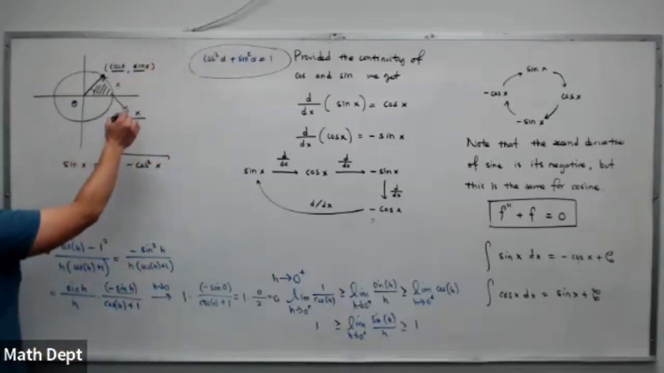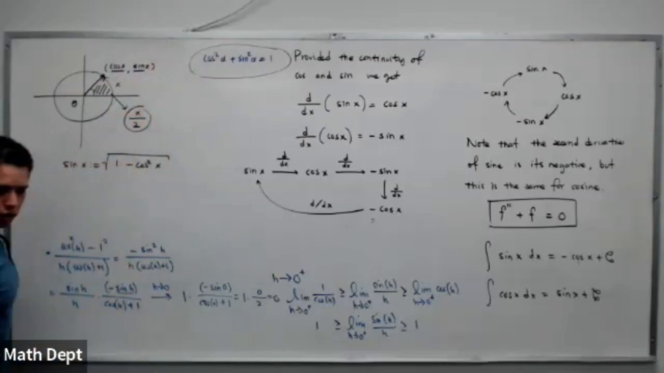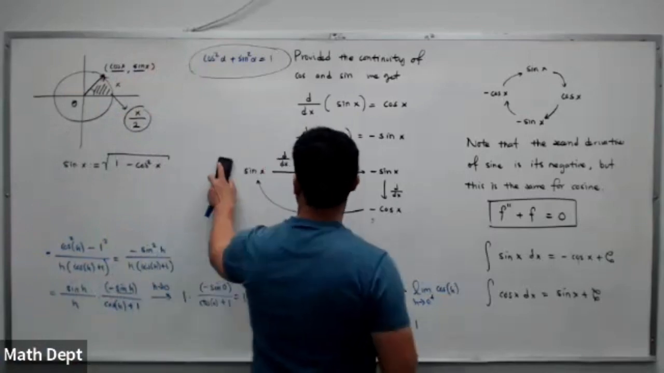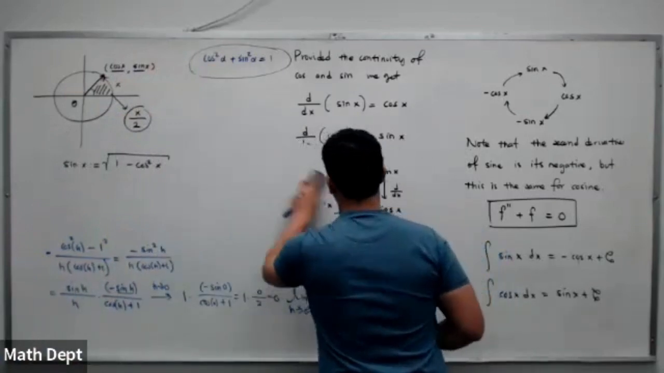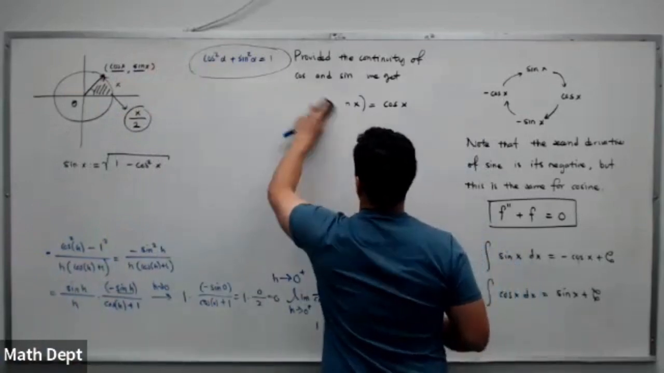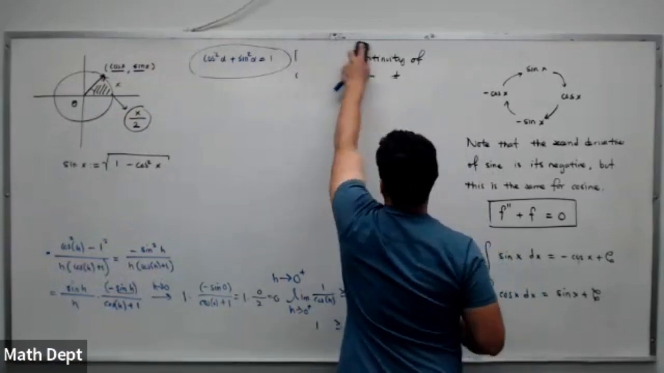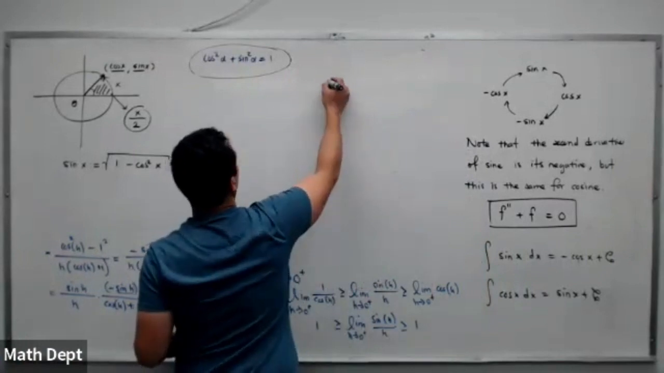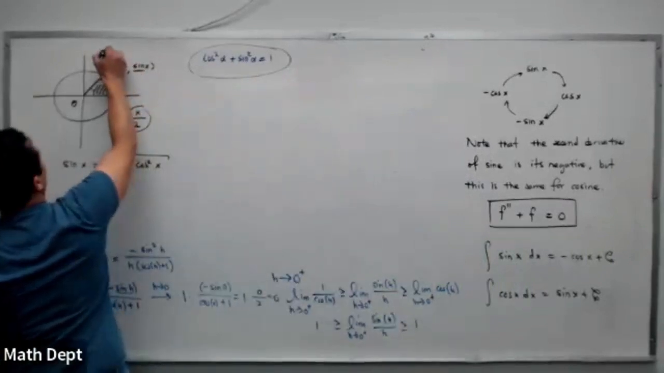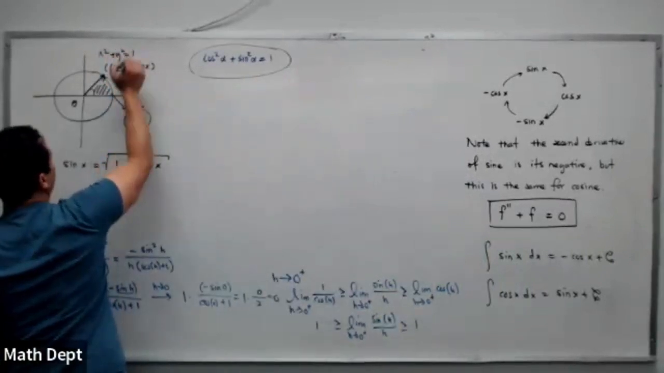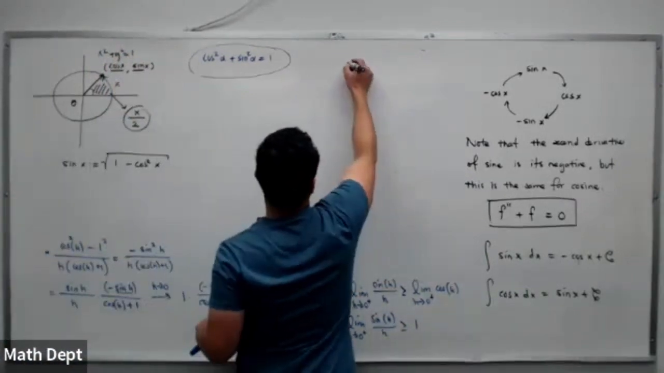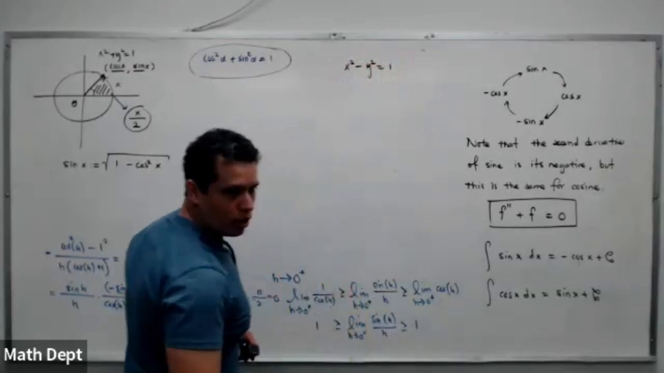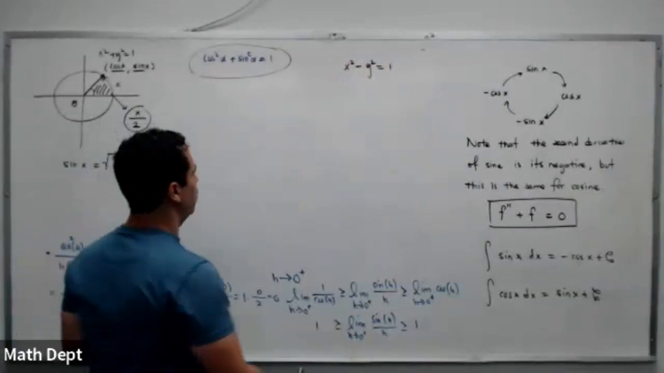Well, good for the unit circle. But what about the unit hyperbola? For the unit hyperbola, we have the following expression. We have the following picture. To be more precise, this one represents x squared plus y squared equal to 1, unit circle. What about that one? Hyperbola. Unit hyperbola.